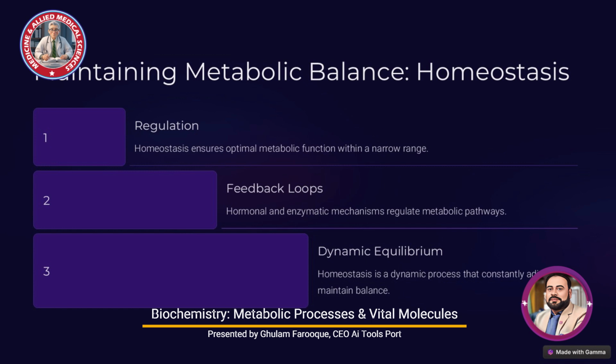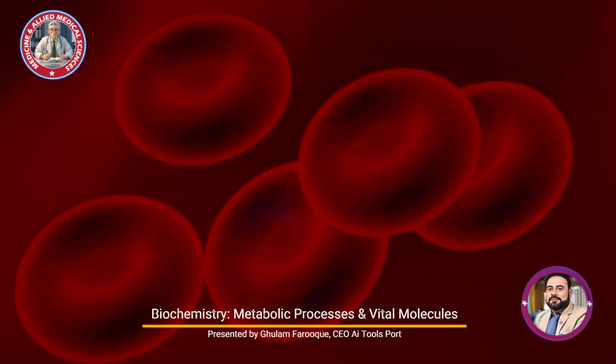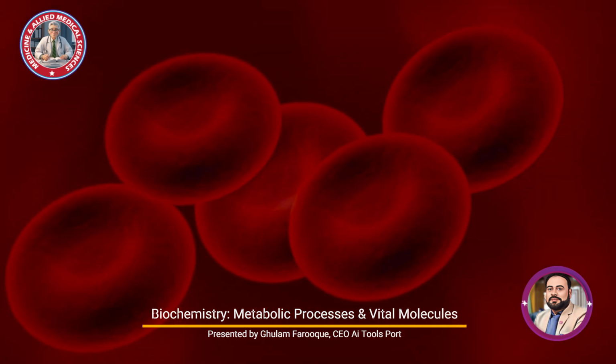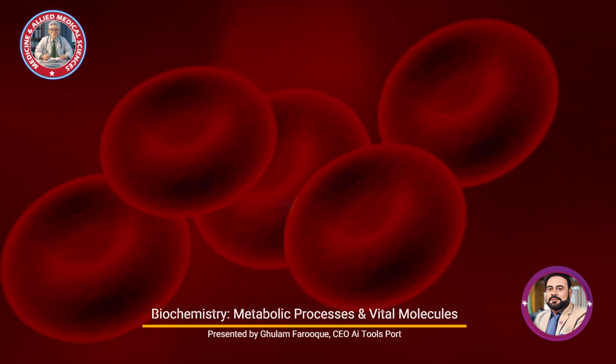like sweating or shivering. The body regulates blood glucose levels to provide consistent energy to cells, typically around 70 to 110 mg/dl. 2. Regulation. Regulation is the process through which the body maintains homeostasis. It involves detecting changes from a set point, optimal value, and initiating appropriate responses to correct the imbalance.